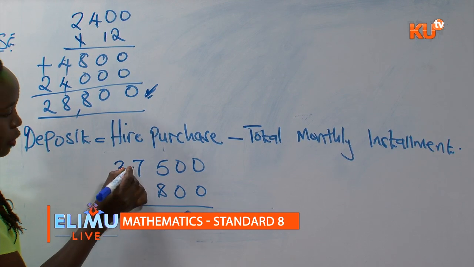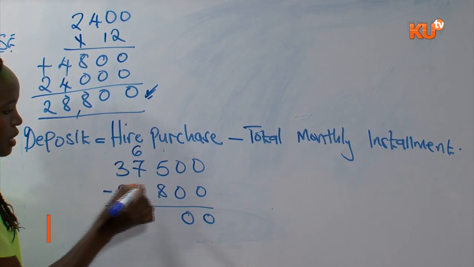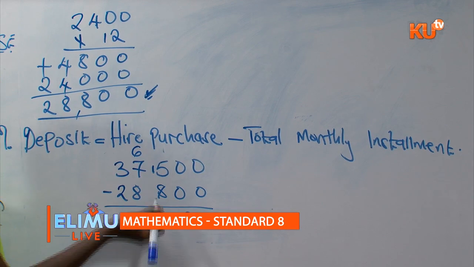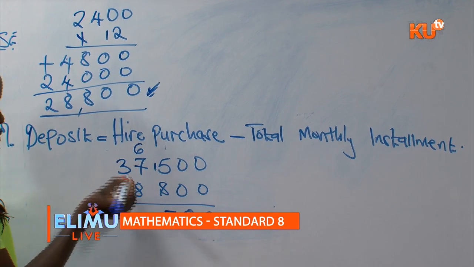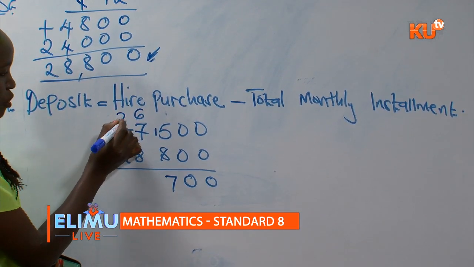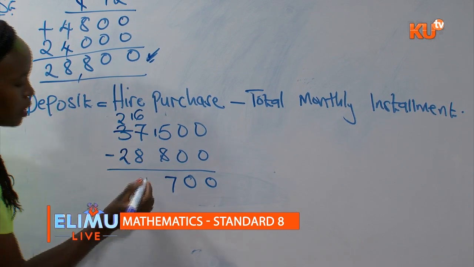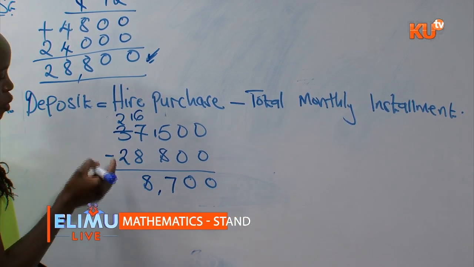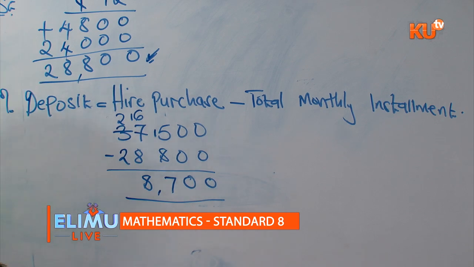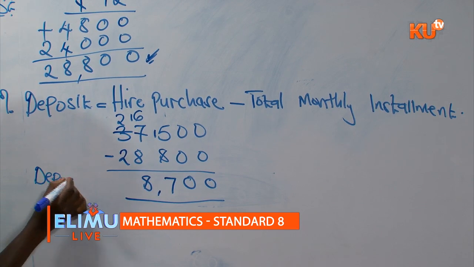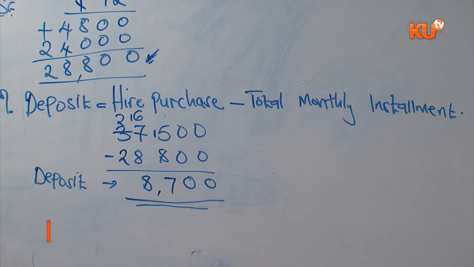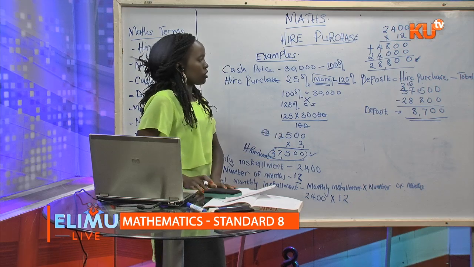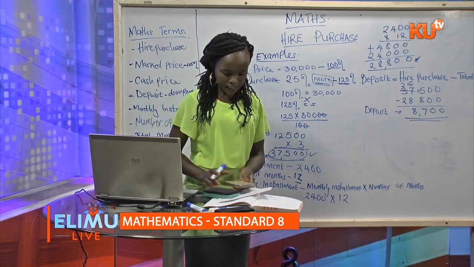5 minus 8, impossible. We borrow 1 from 7, we remain with 6. We bring it here, we have 15 now. 15 take away 8 is 7. 6 minus 8 is impossible. We borrow 1 from 3, we remain with 2. I have a 16 now. 16 minus 8 is 8. 2 minus 2 is 0. I have 8,700. 8,700 was the deposit, and that's what the question wants us to get. The question is asking about the deposit. So the deposit was 8,700.